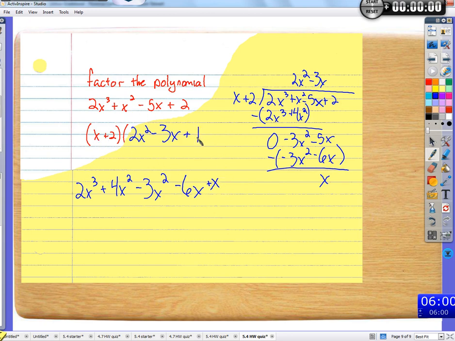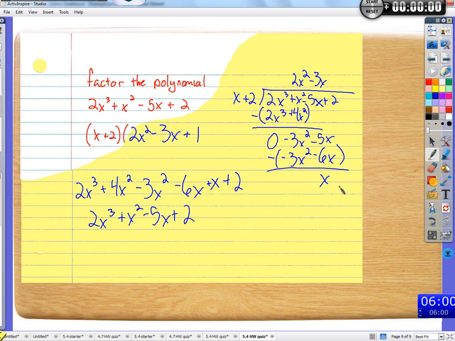And here's the part where we just hope that this last thing works out, because if it doesn't work out, then we really don't have anything else that we can put in here. We're down to just numbers, just constants. 1 times 2 is 2, that is what we wanted, and so we have a remainder of 0, that's great. If we were to collect like terms, 2x cubed plus x squared minus 5x plus 2, that all worked out.